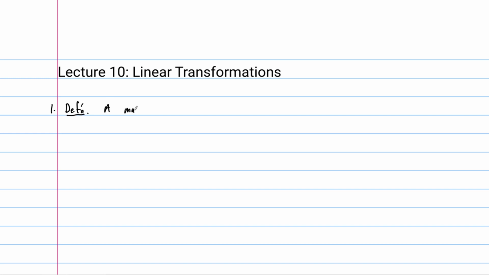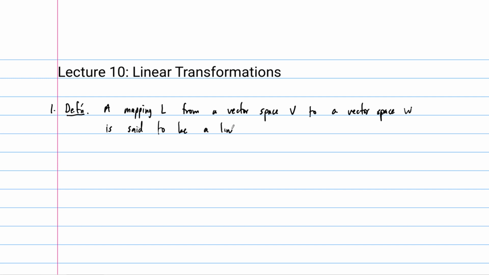So a mapping, you can think of mapping as just another word for a function, but a mapping L from a vector space V to a vector space W is called, by the way, it's possible that this W could be the same vector space V, just another copy of it, but for now we'll just say that this is between two vector spaces. The mapping is said to be a linear transformation if the following criteria is satisfied.